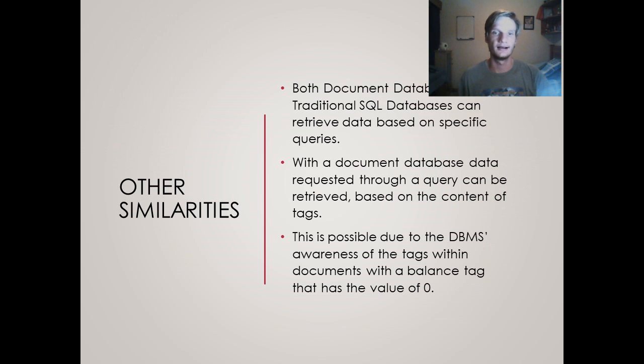Other similarities between the two databases: both document databases and traditional SQL databases can retrieve data based on specific queries. With a document database, data requested through a query can be retrieved based on the content of tags. This is possible due to the DBMS's awareness of tags within documents, for example a balance tag that has the value of 0.